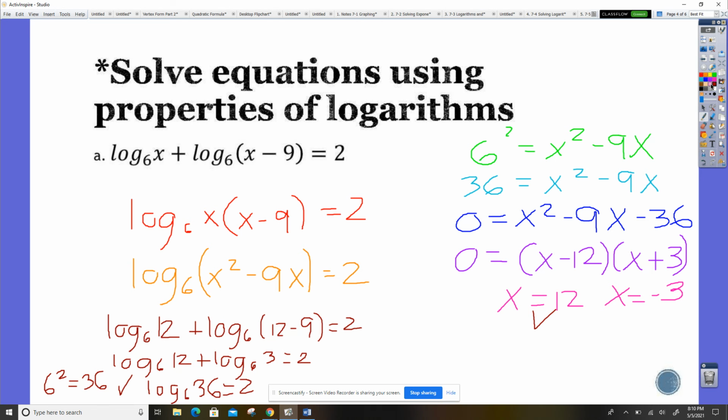Now we just have to check -3. So I'm going to do the same thing and I'm going to plug it in. Log base 6 of -3 plus log base 6 of -3 minus 9 is equal to 2. Now I can already tell that this isn't going to check out because it says log base 6 of -3. And we know we can't have a negative number there because our domain is everything greater than 0. So that tells me right here that this is not a solution. So the only answer that actually was a solution was x equals 12.